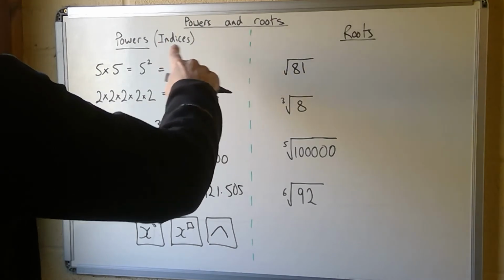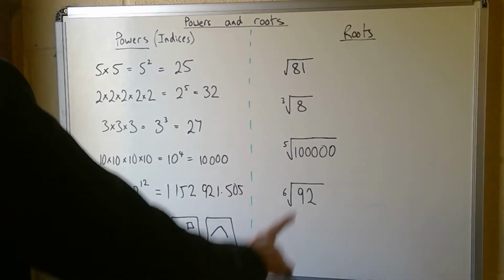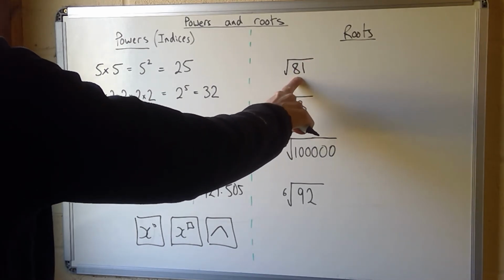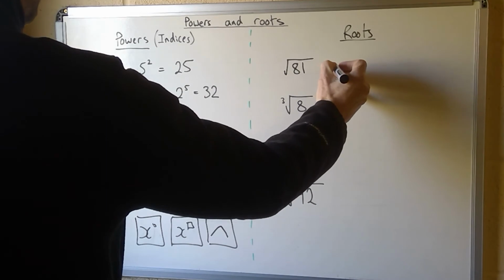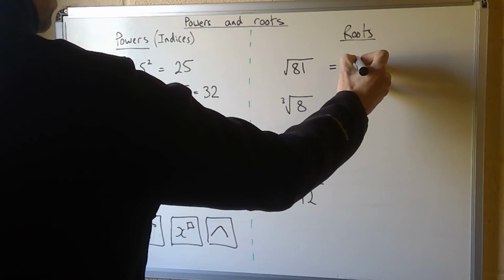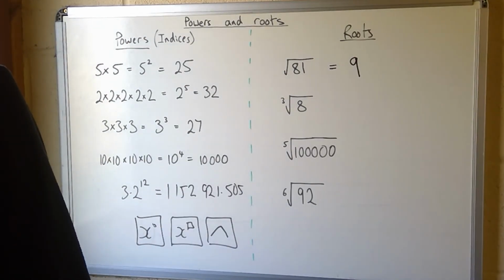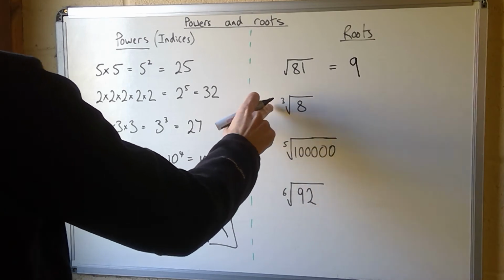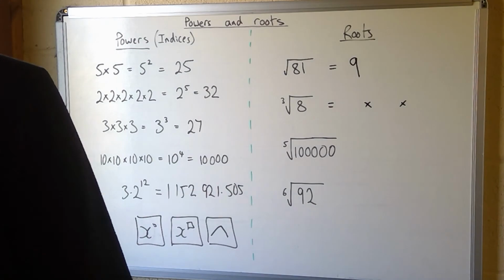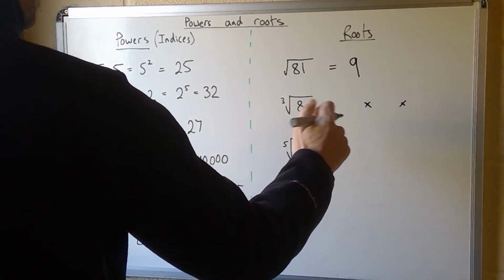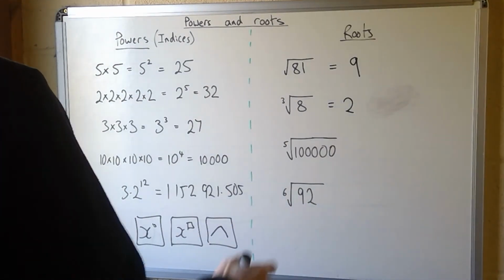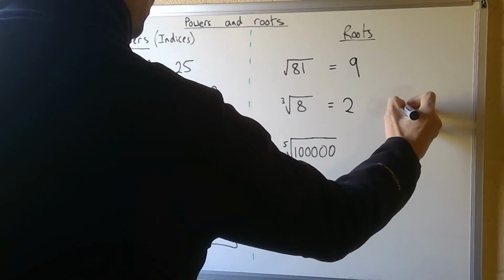Roots are the reverse, the inverse of powers. And we looked at this in our square root video. So the square root of 81 means basically what number do you multiply by itself to make 81, and hopefully you know that one is 9. When we have a little 3 there, what we're saying is what number times by itself 3 times would give you 8, and the answer is 2. So if you do 2 times 2 times 2, that would give you 8. We call this the cube root.